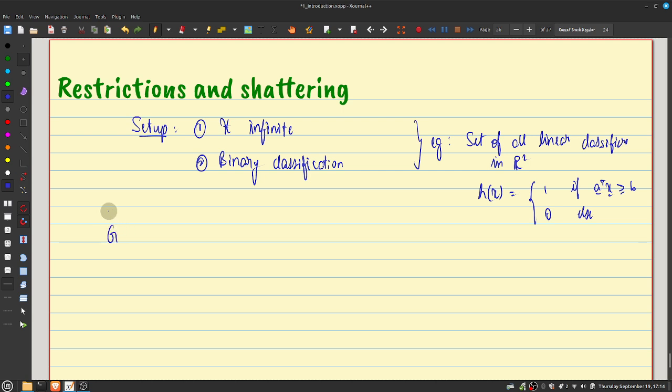Right now I'll define certain notions and we'll see how they're particularly useful. Let's say that we're given a hypothesis class H and some subset of X, which I'll denote by X subscript M. You take any subset with exactly M elements.